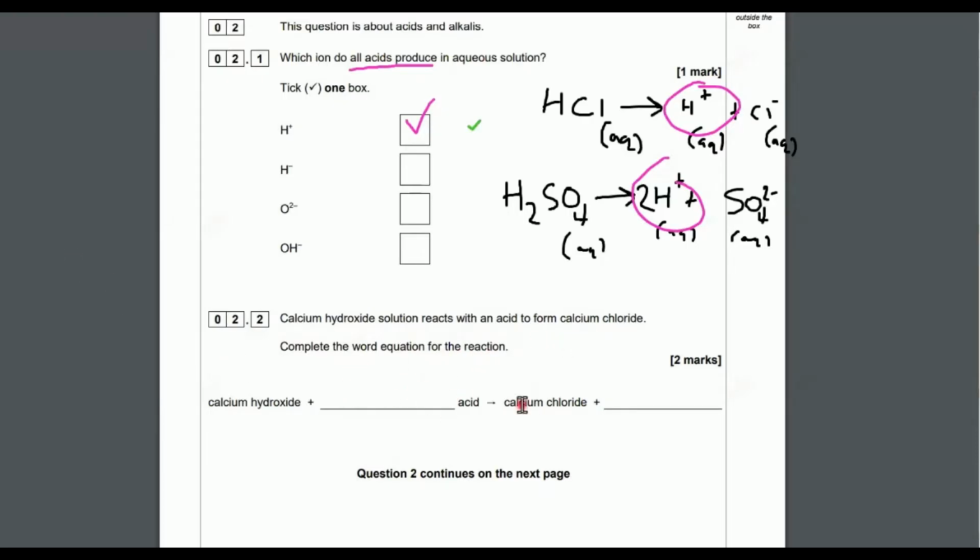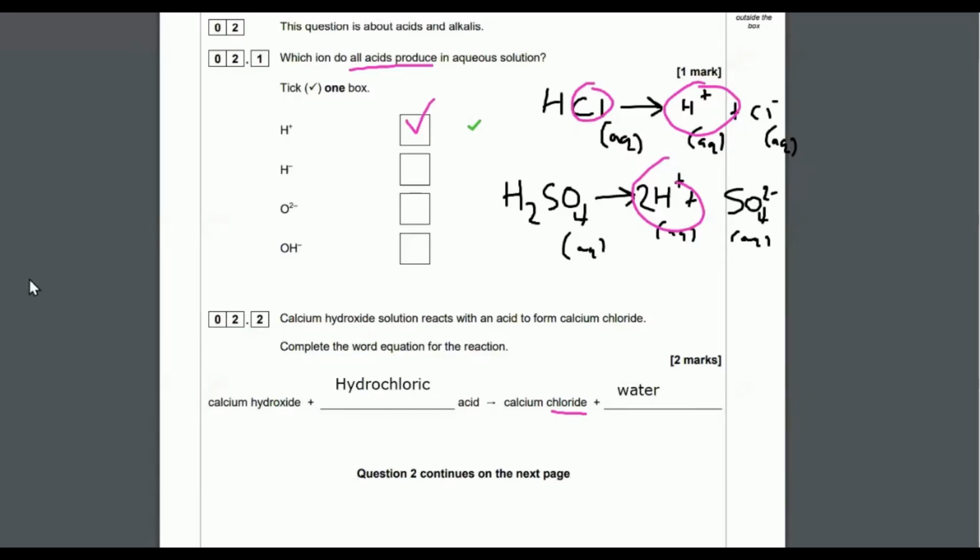Right, 2.2, calcium hydroxide solution reacts with acid to form calcium chloride. Complete the word equation. So we've got calcium hydroxide plus something acid makes calcium chloride. Well, it's going to have to be hydrochloric acid. Now, hydrochloric acid always makes chloride salts.